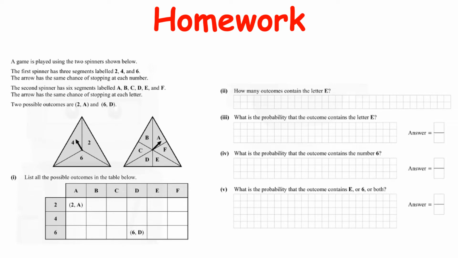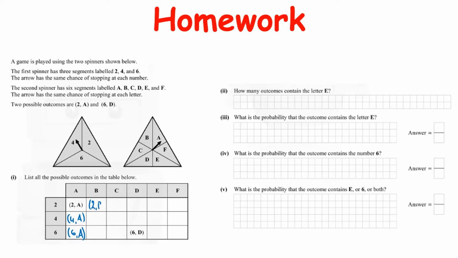Before we move on, I'm going to correct the homework that I assigned you on Tuesday. Apologies, on Tuesday. A game is played using two spinners, as shown below. We have a spinner that has a 2, 4, 6, and a spinner that is A, B, C, D, E, and F. They asked us to list all the possible outcomes in the table. They had drawn this lovely table. I know you probably had to draw it yourselves, but I'm just going to fill mine in.